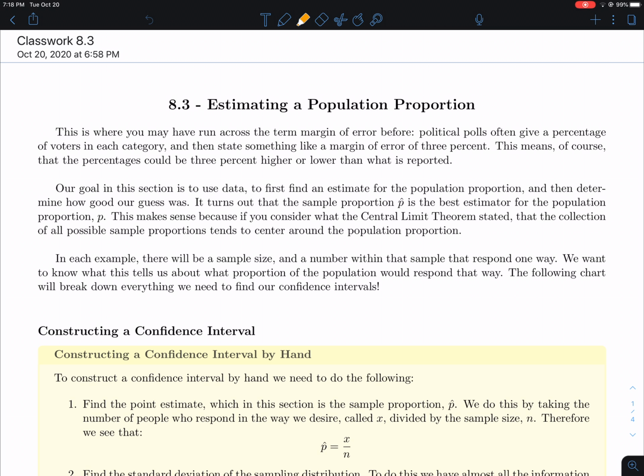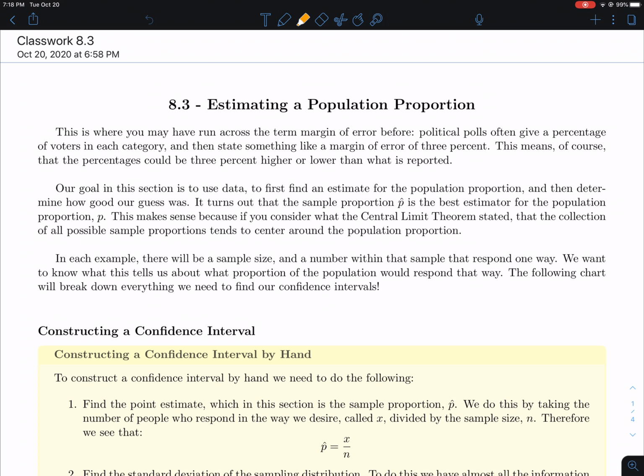So up to this point we've done confidence intervals, estimating the population mean when the population standard deviation was known, which we found out rarely ever happens. We did confidence intervals to estimate the population mean when the population standard deviation was unknown, which is normally the situation that we'll be in. So now what we want to do is use confidence intervals to estimate the population proportion of a situation.